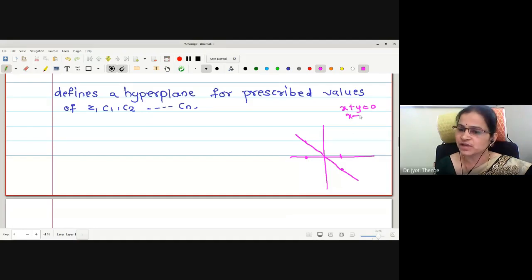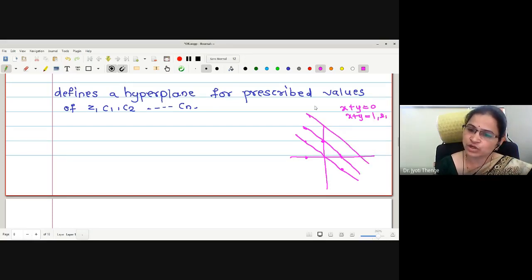If I write x plus y is equal to 1, for x equal to 0, y is 1. What about x equal to 1? Y is 0. Therefore, this is the line. If you just change the right hand side to 1, 2, 3, the line is going to shift like this. Okay. Therefore, these are going to be the hyperplanes for different values of z, one can see.